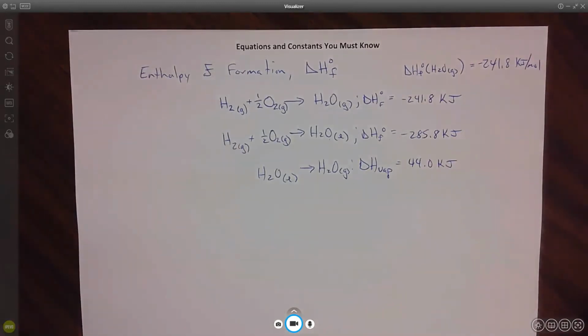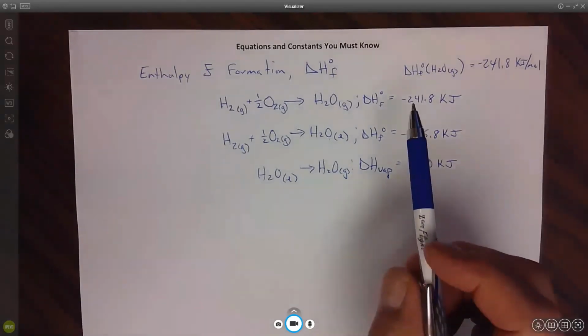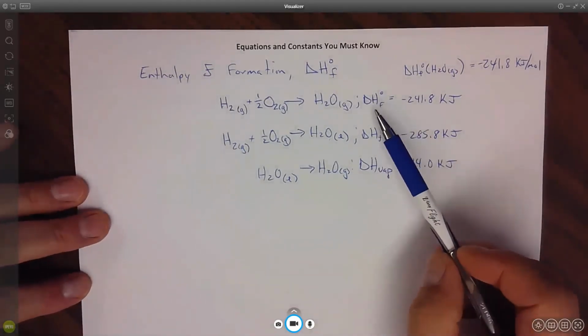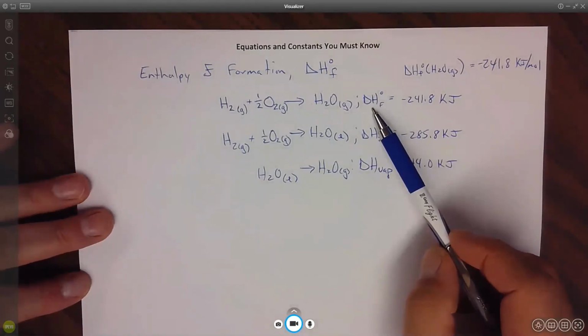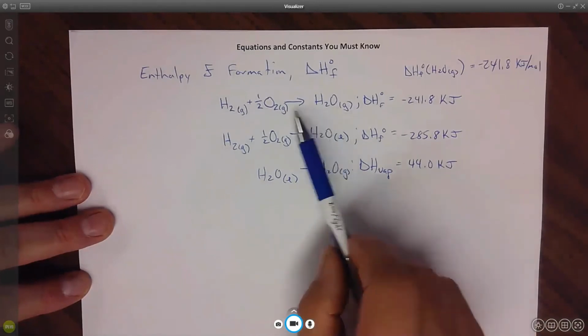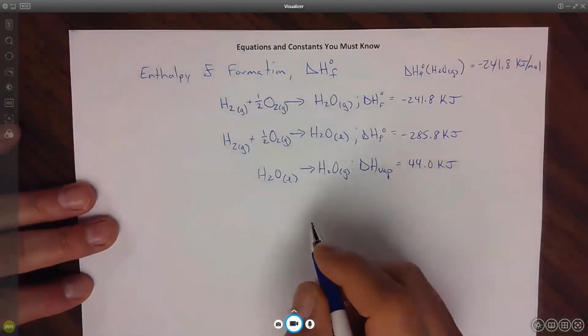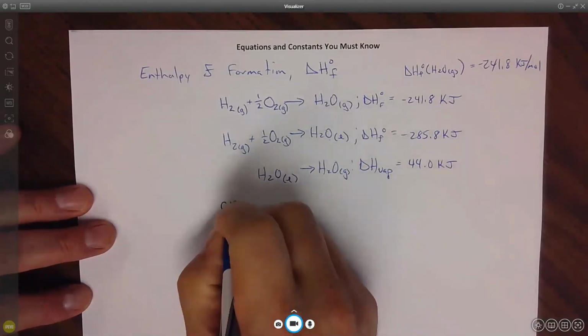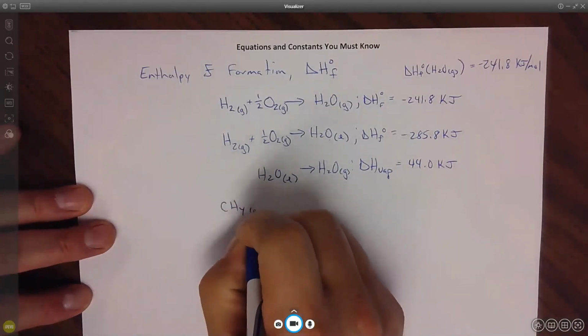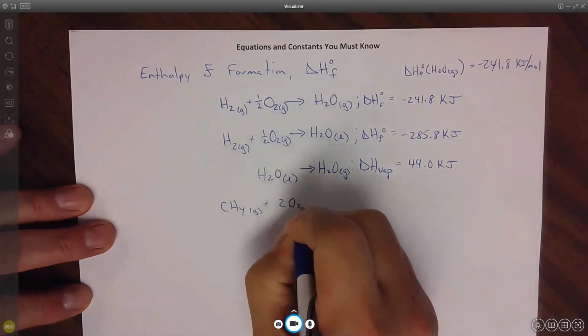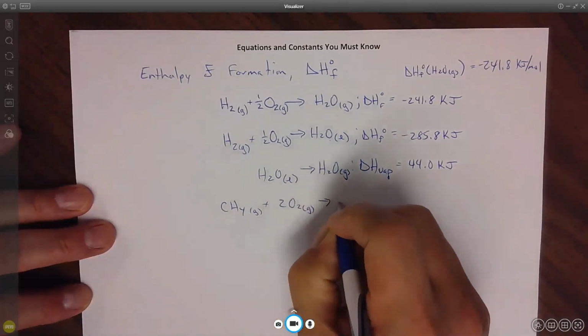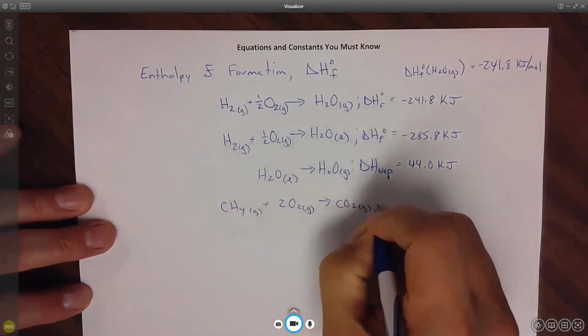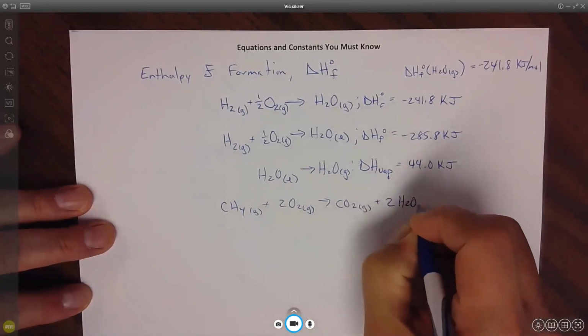Okay, so, and again, note that we can put any of the thermodynamic values here, enthalpy change, free energy change, or entropy change. And again, they would all be related to the coefficients in the balanced chemical equation. So let's just try an example here. So let's look at methane. The combustion of methane, so methane reacting with some oxygen to produce carbon dioxide and water vapor, okay?